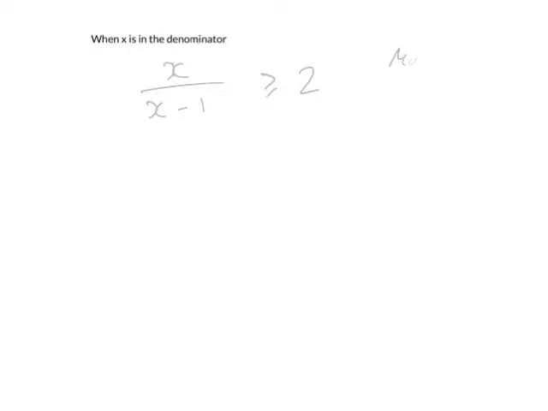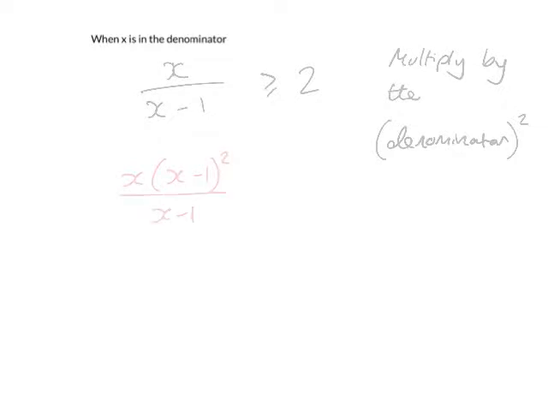Okay, so when we have a denominator, or a fraction with x in the denominator, the trick here is to multiply by the denominator squared. Why do we have to square the denominator? Well, we have to square the denominator because we can only multiply by a number we know is positive. At the moment, we don't know that x minus 1 is positive.